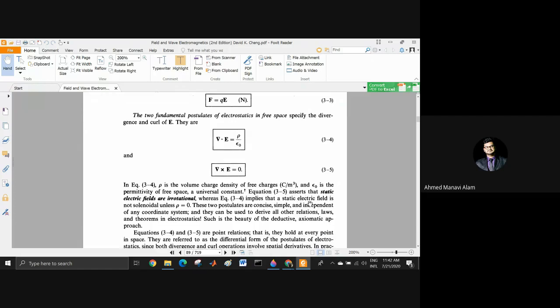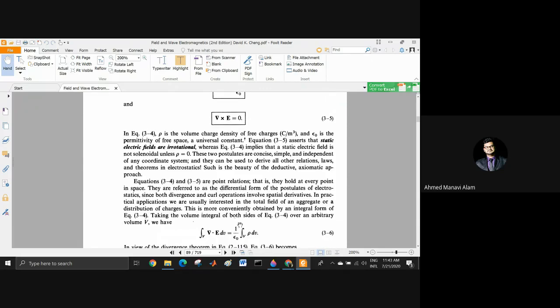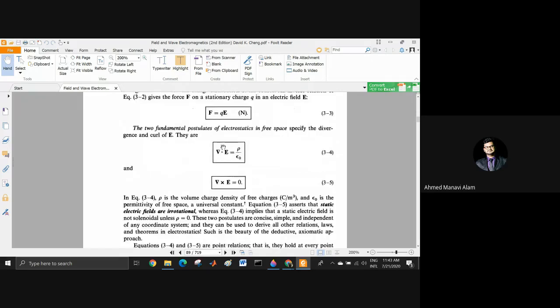আজ এরপর হলো দেখেন, equation 3.5 asserts that static electric fields are irrotational, যেটা আমি বললাম যে রোটেট করে না, whereas 3.4 implies that a static electric field is not solenoidal. Now, if you remember the nabla sign, these two postulates are actually in the differential form.